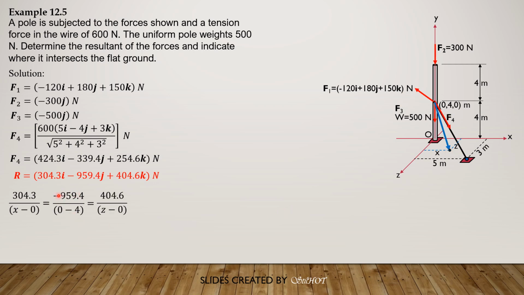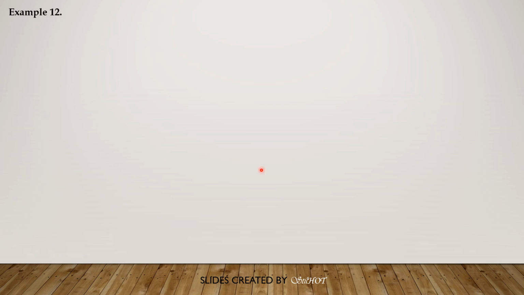So again, this ratio is positive. If we solve for X, it's 304.3 times 4 over 959.4. So it is 1.269. Z, on the other hand, is 4 times 404.6 over 959.4, so 1.687. Therefore, the resultant crosses the ground at the point 1.269, 0, 1.687 meters. So that's the answer to 12.5. Let's proceed to the next example.